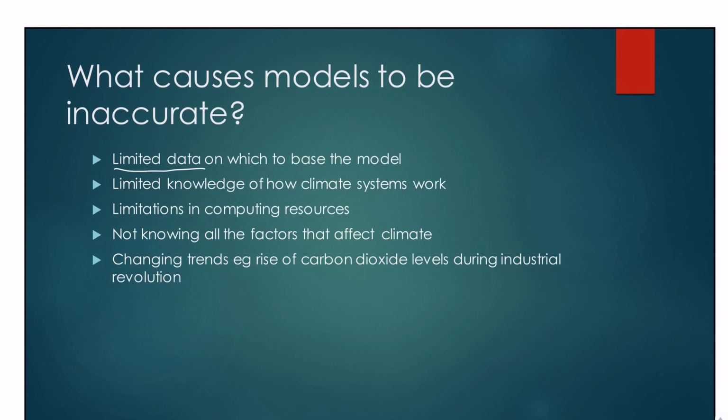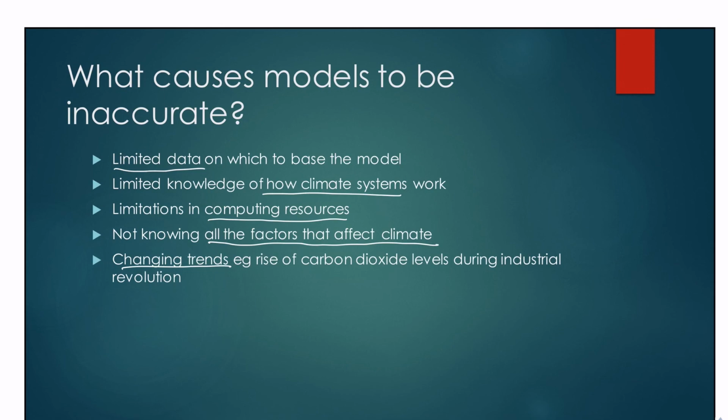We don't have complete understanding of how climate systems work. Our computing resources, even though moving ahead at a fantastic pace, we still haven't developed the kind of power that we'd need to factor in all the variables that it would take to accurately predict weather. We don't know all the factors that affect the climate still. And as we've said, changing trends. Whatever the relationship was before humans arrived, that's probably not the exact same relationship that exists now, with the addition of the human activity and all its impacts.